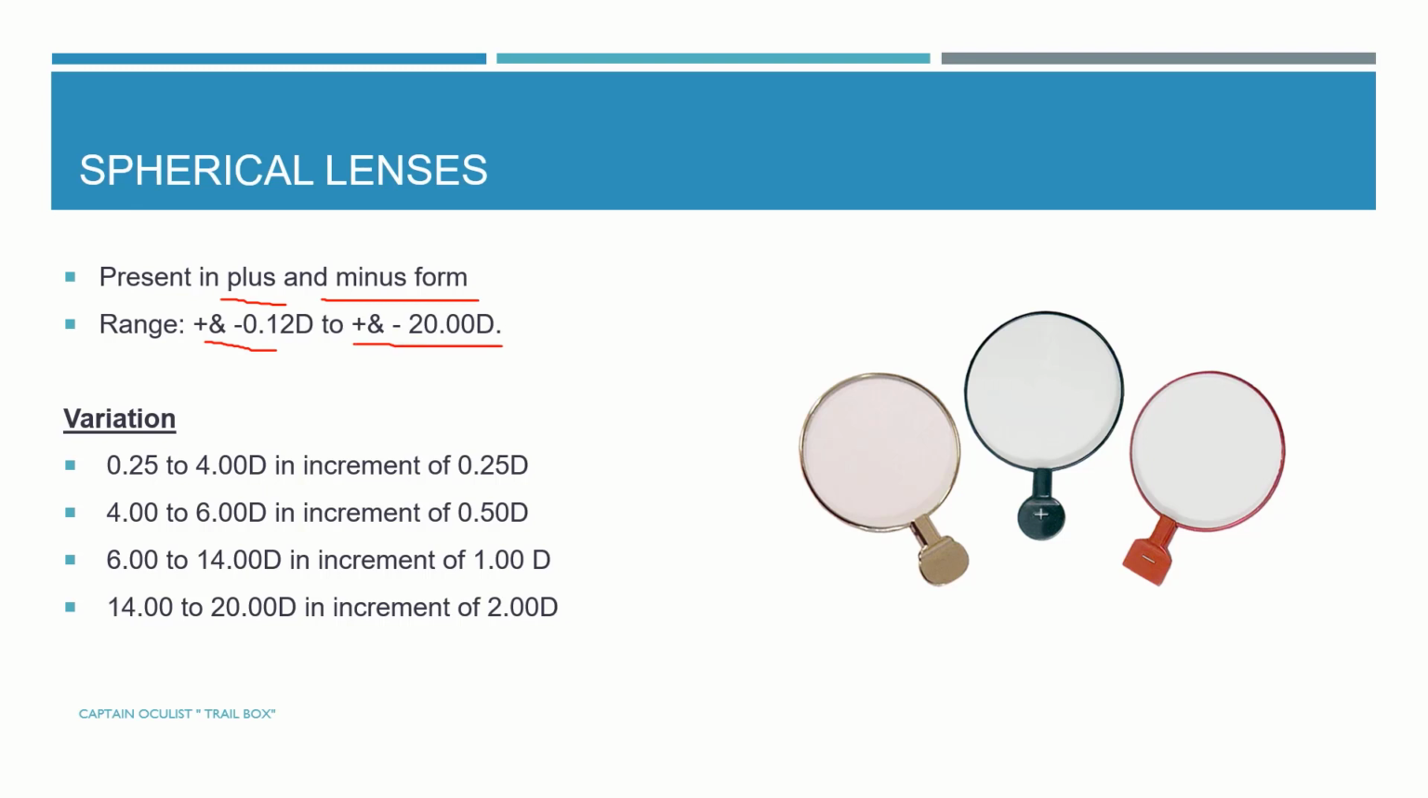These are the variations. It starts from 0.25 to 4.00 diopter, with an increment of 0.25 diopter. Then from 4.00 to 6.00 with an increment of 0.50 diopter. Then 6.00 to 14.00 diopter in increments of 1.00 diopter. Then 14.00 to 20.00 diopter in increments of 2.00 diopter. This is how they are arranged in the trial box.